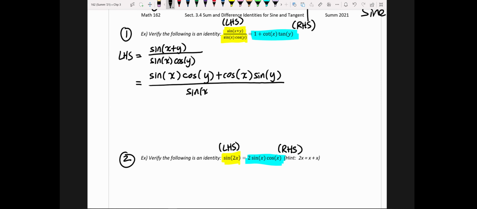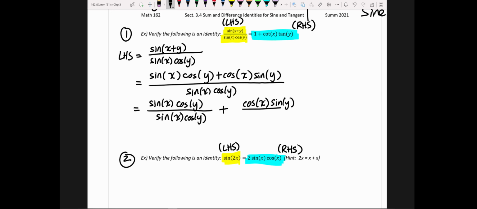Remember, we said we need a common denominator in order to add fractions. At the same time, we can split it up. So if we have addition on top, we can break it apart and do first term divided by denominator plus second term divided by denominator. Keep track of the x's and y's.